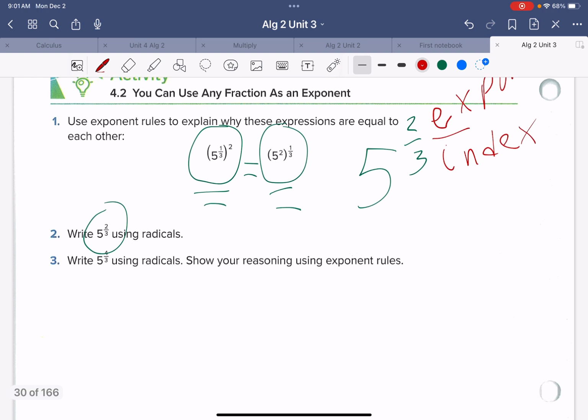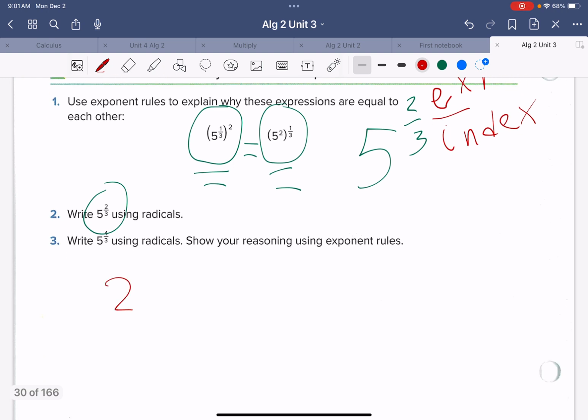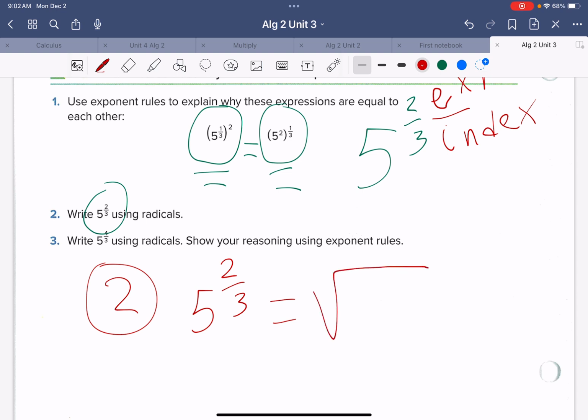So here we go. We're going to write what these are. Number 2. So it's 5 to the 2/3. We're going to rewrite this with radicals. So we're going to write the radical symbol, which, if there's nothing, is a square root symbol. But in general, this symbol is called the radical symbol.